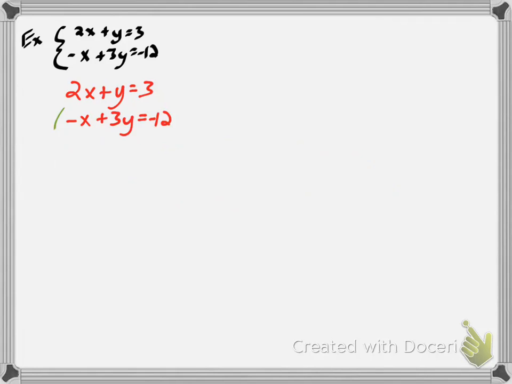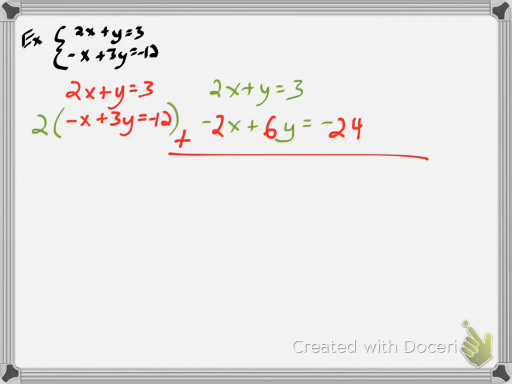So I'm going to multiply this whole thing by 2. And this is what I get. I get negative 2x plus 6y equals negative 12 because I multiplied every number in that equation by 2. It doesn't change the value of the equation. It's actually the same one. I just multiplied it by 2. Alright, now I can add these two equations.